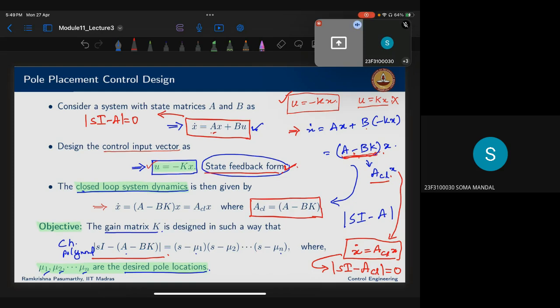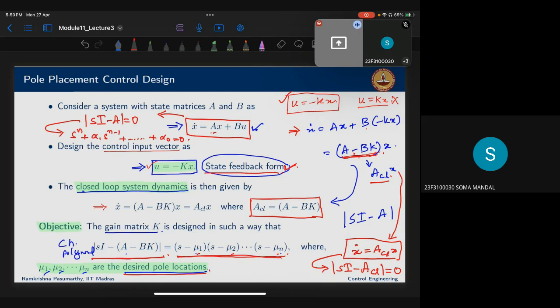Basically, the characteristic equation gives you s to the power n plus alpha n-1 s to the power n-1, and so on, plus alpha naught, equal to 0. If you put it into roots, you can write it like this. It means you are equating your characteristic polynomial with these roots, where mu1, mu2, up to mun are the desired poles where you are interested to place your poles. Is this clear?